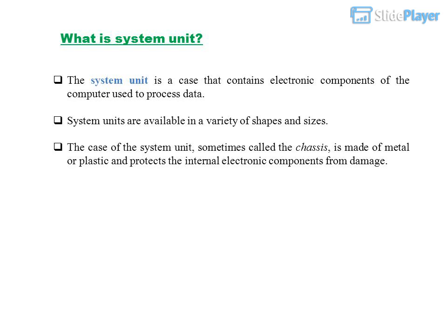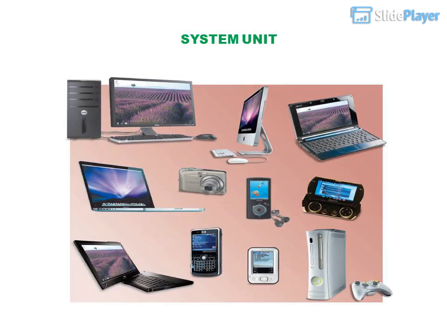System units are available in a variety of shapes and sizes. The case of the system unit, sometimes called the chassis, is made of metal or plastic and protects the internal electronic components from damage.